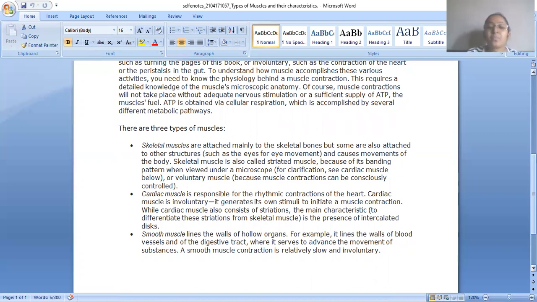It's the muscle. Okay, so if we want to hold a book or write something, these are things we can think about and we can control. If we want to stop, we can stop the movement. Okay, so this is how skeletal muscles function.